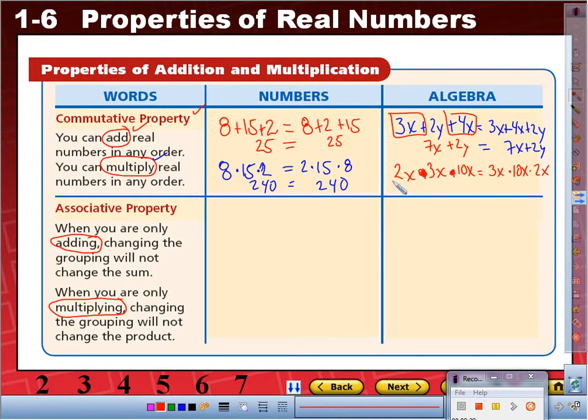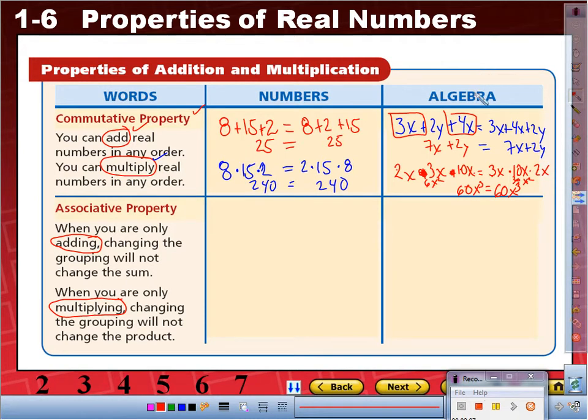Multiplication. So let's see. What is 2 times 3? 6. Okay. 6x squared. Times 10. What is 6 times 10? 60. What is x squared times x? X cubed. So let's see if it works. What is 3 times 10? 30. What is x times x? X squared. Are we there so far? What is 30 times 2? 60. What is x squared times x? X cubed. Did it work? Yes, the commutative property also works with multiplication and algebra.